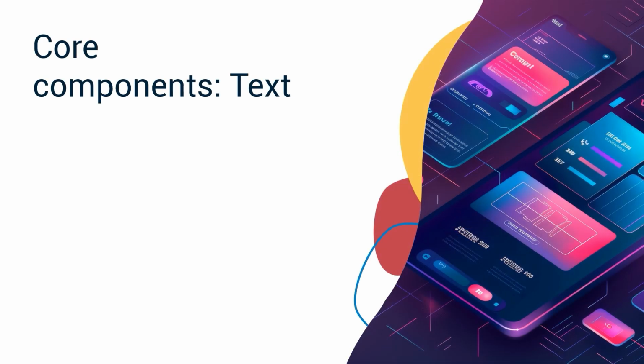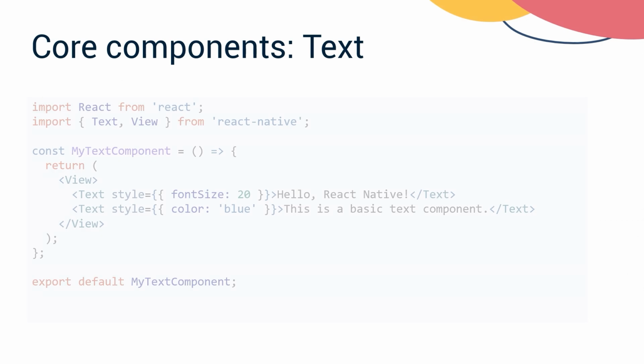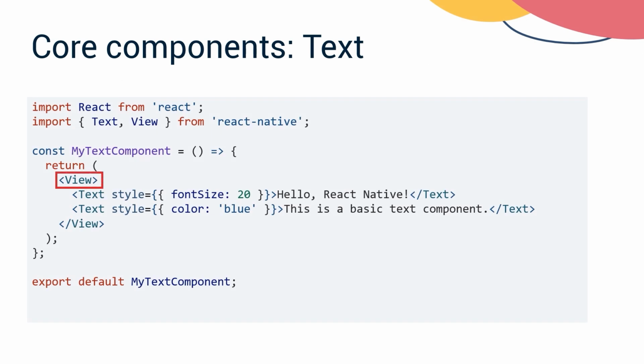Next, the text component shows the text in use in the application. You can use it for styling, nesting, and touch handling. The syntax of text includes the opening tag of this component, which displays text. The content displays what is inside the text component. This is the closing tag of the text component.